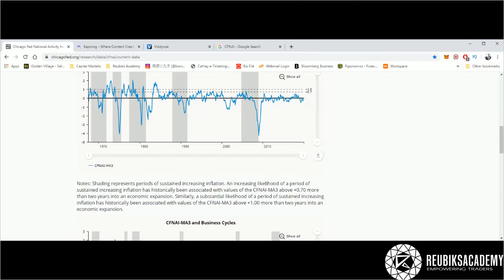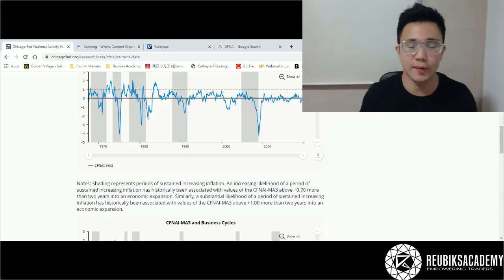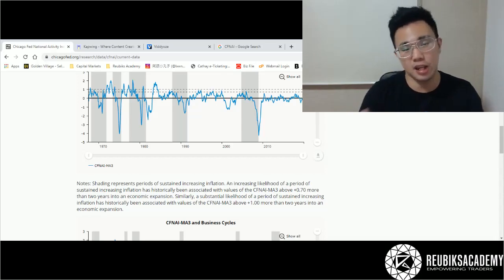Don't know what's wrong with my camera. It keeps doing this, shutting up and shutting down. But anyways, I didn't say anything while the camera was off, so don't worry, you didn't miss anything.